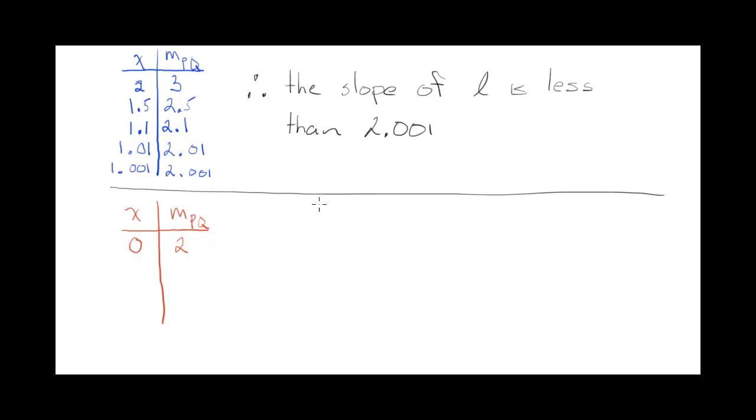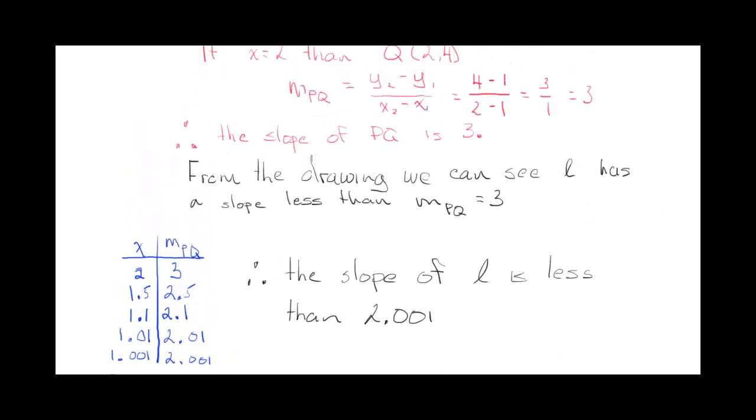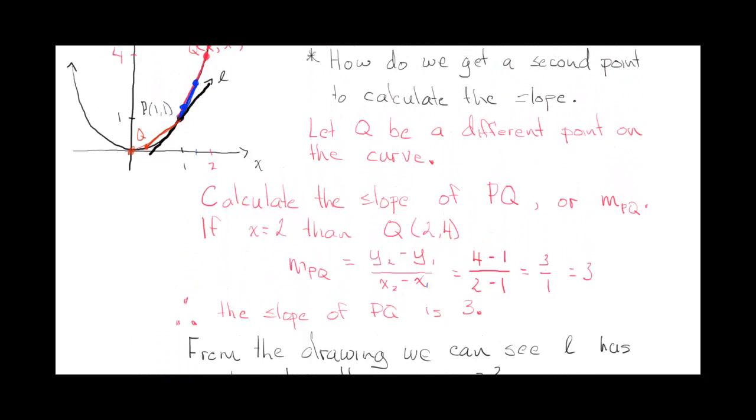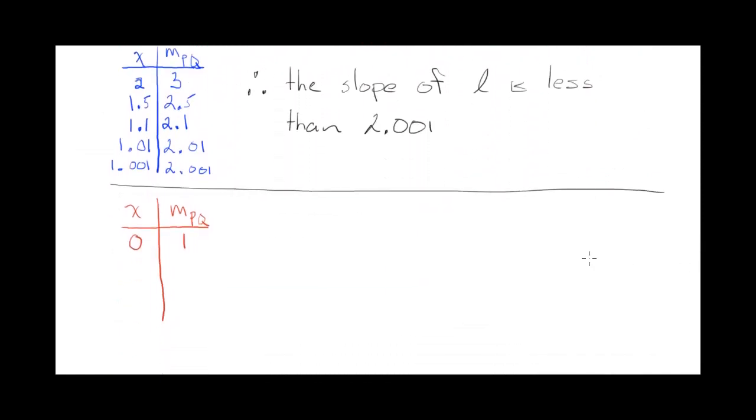I get a slope of 1. Because you'd have 1 over 1. This line here would have a slope of 1. So I know that my slope for the black line should be bigger than 1. But again, I can do better. I can take a point a little bit closer.